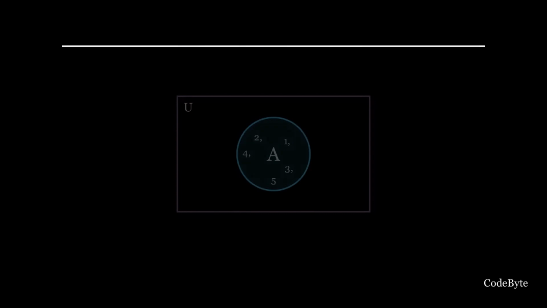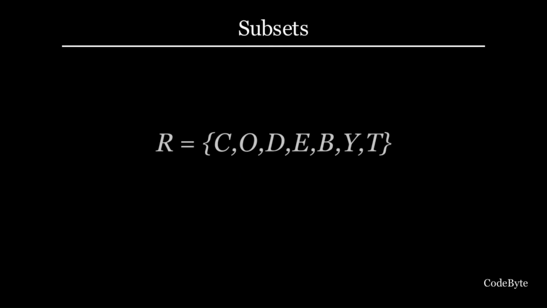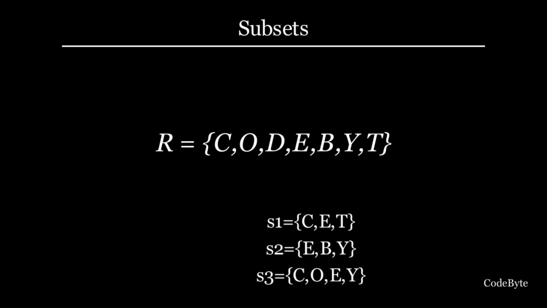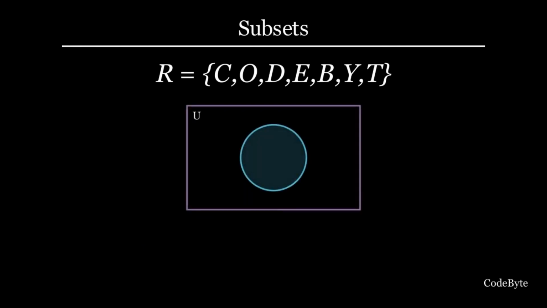Subsets. A subset is a part of a set. For example, here the sets S1, S2 and S3 are the subsets of the set R. This is how a subset is represented in a Venn diagram.